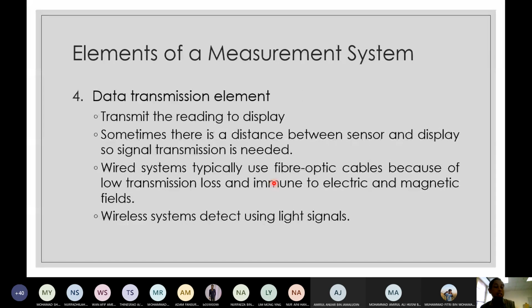The fourth item is data transmission. Data transmission is needed when the location of the measurement and the location of the display are far away from each other.